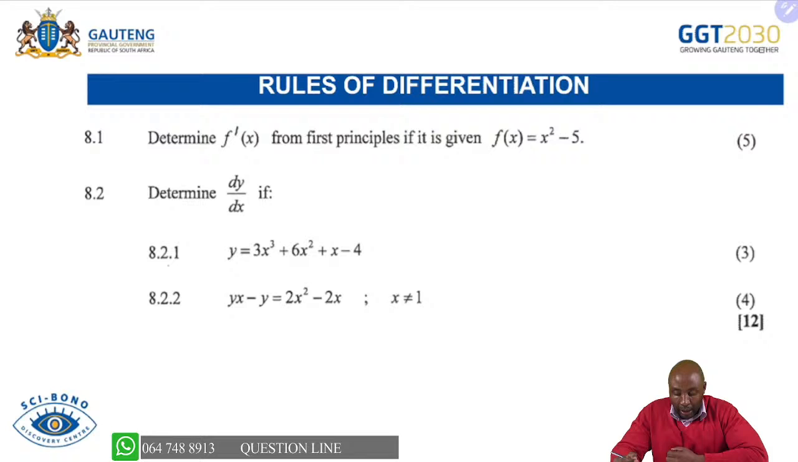Now, I'll give you about 6 minutes. Maybe 6 minutes is too short. I'll give you 7 minutes to try and answer 8.1 and 8.2 and 8. You answer all the questions in, let me give you 10. Yeah, in 10 minutes, work out the whole question. 10 minutes.